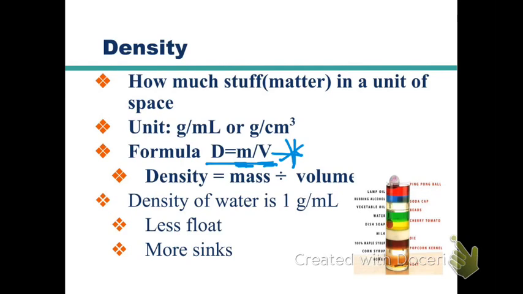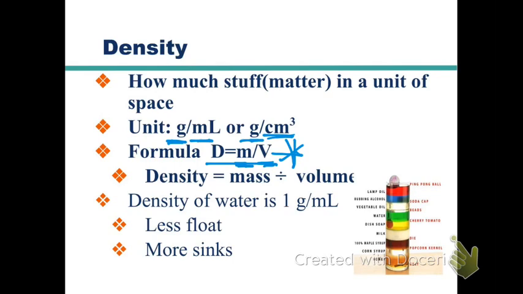The unit for density is grams per milliliter or grams per centimeter cubed. And this should make sense to you when you look at the formula. Because the formula is mass divided by volume, the unit is a mass unit over a volume unit. So the formula, mass divided by volume, explains the definition as well as the units.